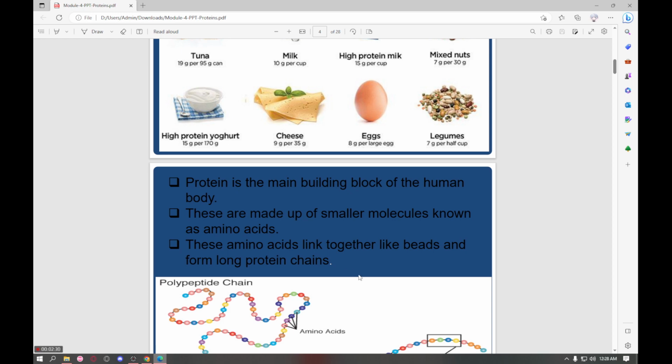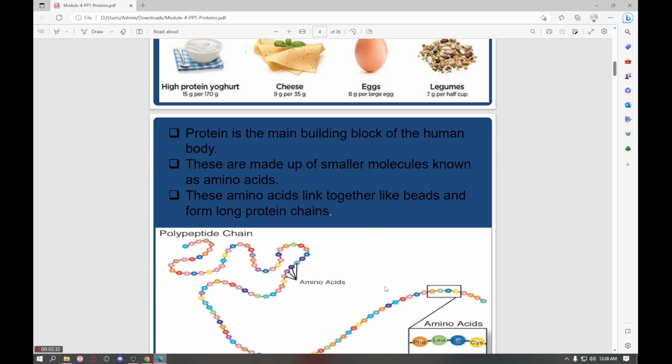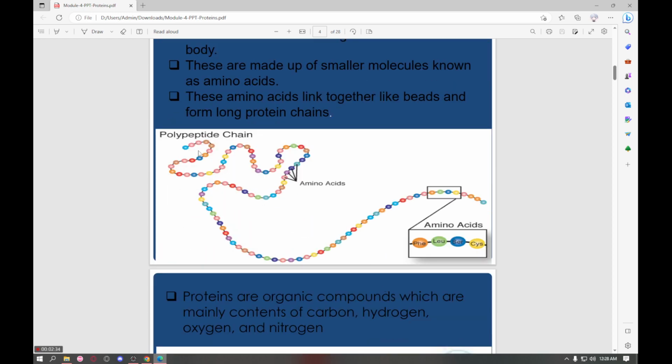These amino acids are linked together like beads. For example, here in the examples, these are your amino acids. They form long protein chains. This is a polypeptide chain. If you notice, it looks like beads.